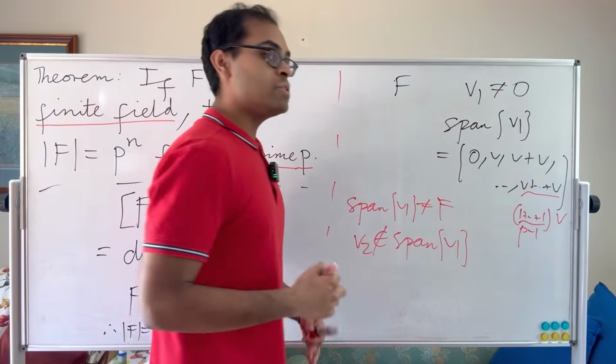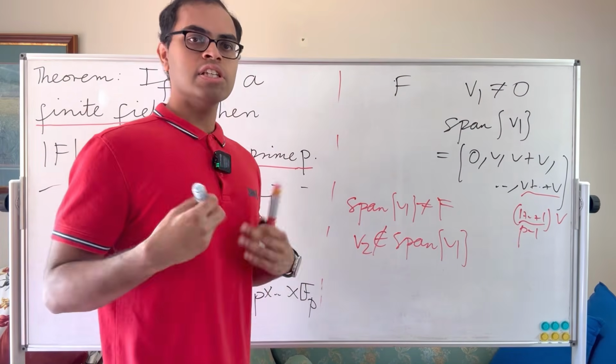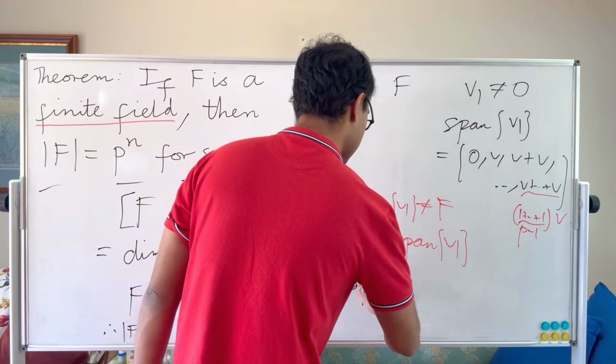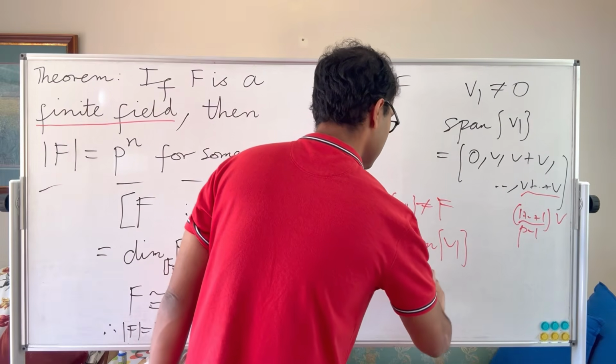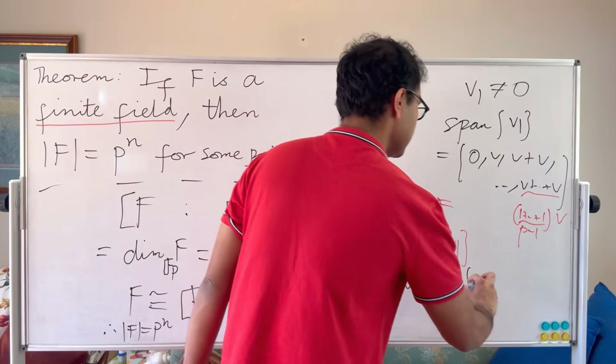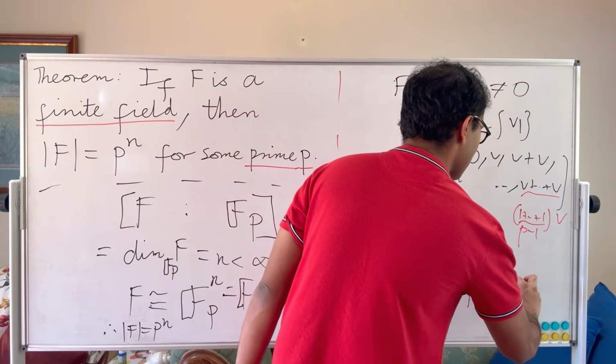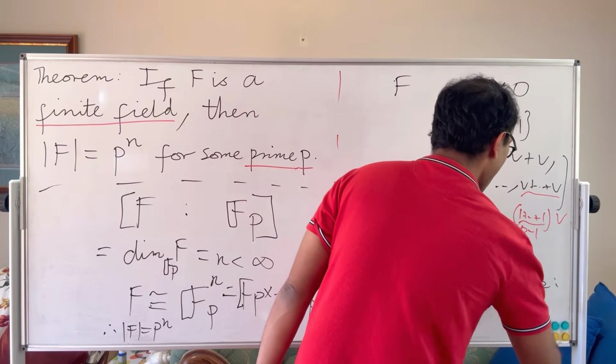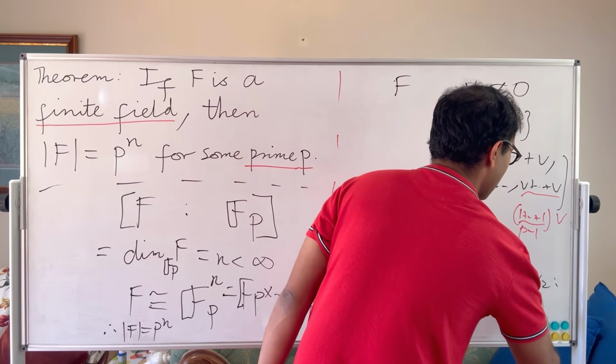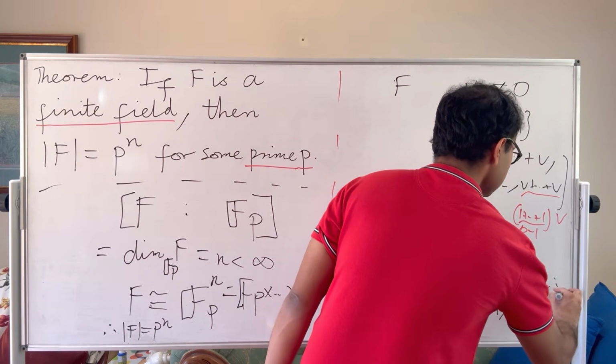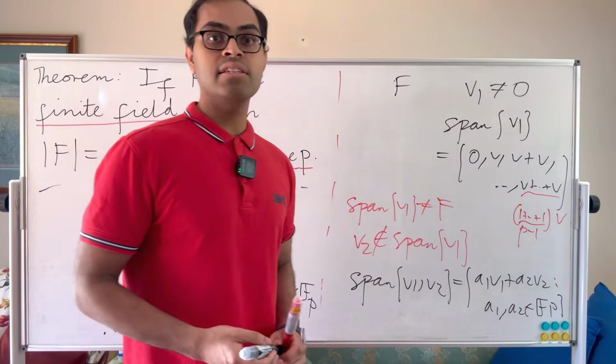And then you can look at the span of V1 and V2. I'm going to write this more specifically as A1 V1 plus A2 V2, all the combinations where A1, A2 are in Fp. So this is how you try to construct a basis of any vector space.